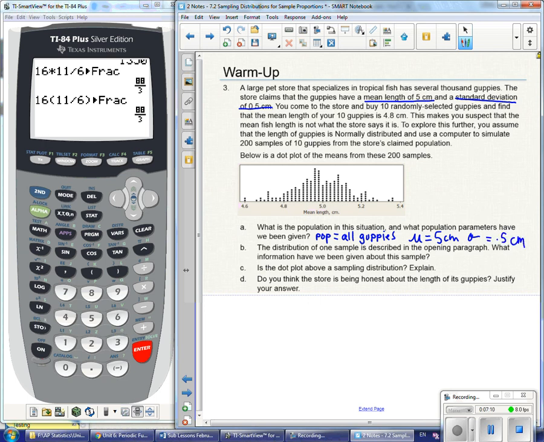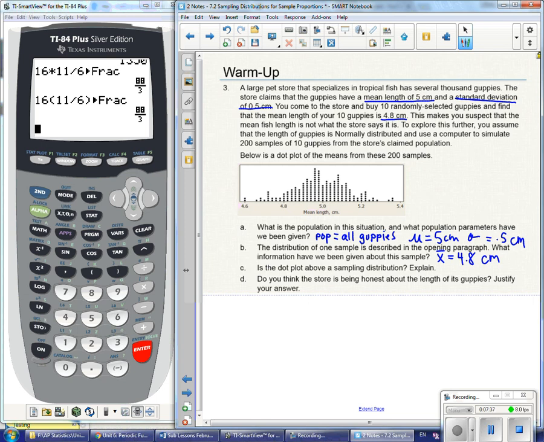Okay. And then in letter B, it says the distribution of one sample is described in the beginning paragraph. What information have we been given about the sample? And all we know about the one sample is that we took a random sample, and that we know that the mean is 4.8. And so that's going to be an X bar value. And that's slightly lower than what we would expect it to be.